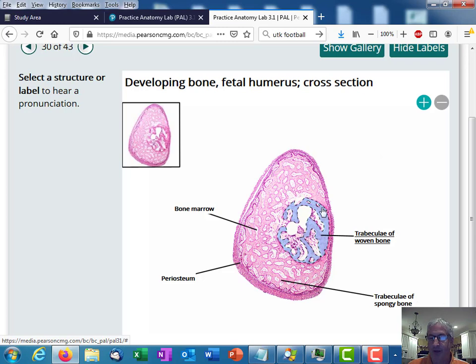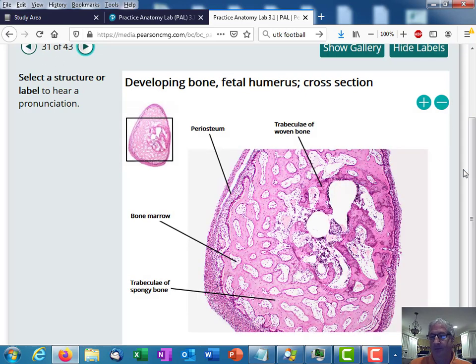Then they have what's called trabeculae of woven bone. Woven bone is immature bone. The osteocytes are producing fibers, but they're disorganized. They're collagen fibers, and there's a whole ton of other proteins. There's proteins that bind calcium. This bone hasn't ossified yet. It's in the process of turning into what we think of as bone. It's called woven bone because it has a lot of collagen fibers in it that are just disorganized. They haven't formed into the regular organization that we see in mature bone.